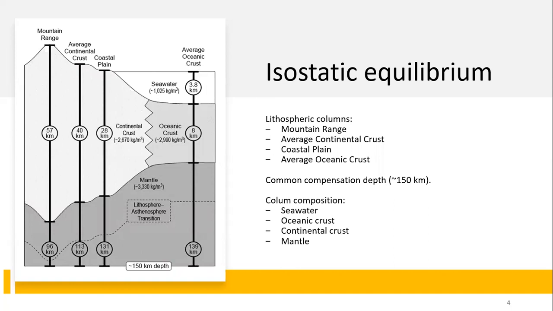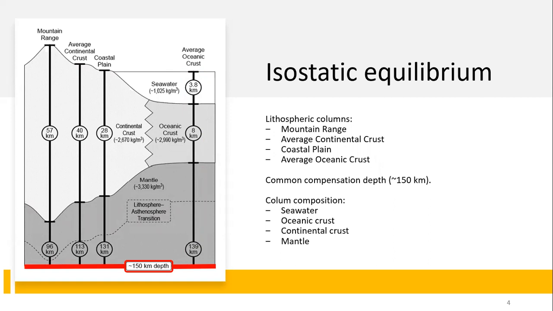In this part of your lab assignment, we will use a simplified cross-section of the continental margin to test whether equal hydrostatic pressure occurs at a common depth. In this cross-section, there are four columns: the mountain range, the average continental crust, coastal plain, and the average oceanic crust. Each column may be thought of as a columnar extension of Archimedes' principle, and each column extends down to a common compensation depth of approximately 150 kilometers within the asthenosphere.